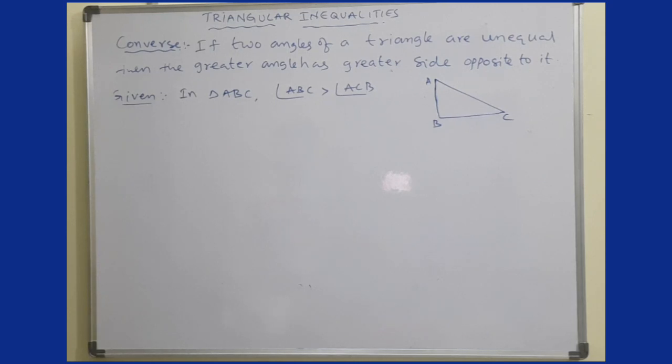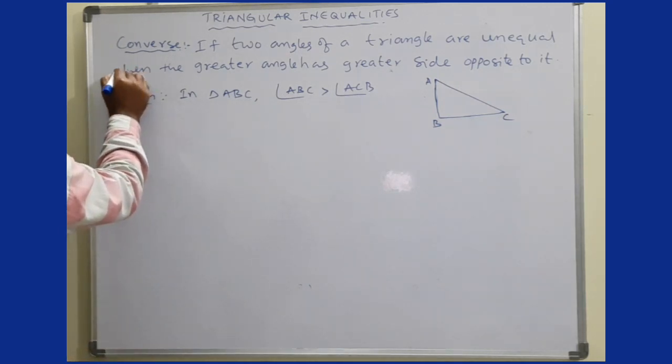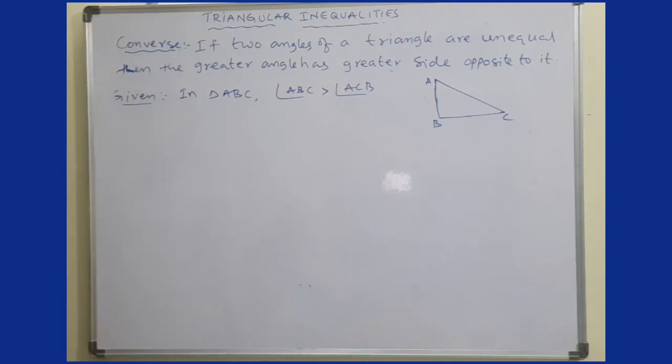So look at the converse of the previous theorem. Earlier, if two sides of a triangle are unequal, now the converse: if two angles of a triangle are unequal, then the greater angle has greater side opposite to it.